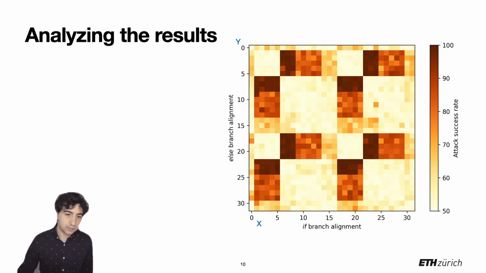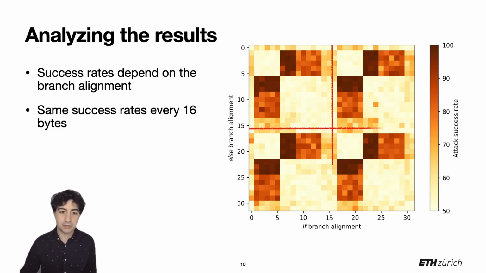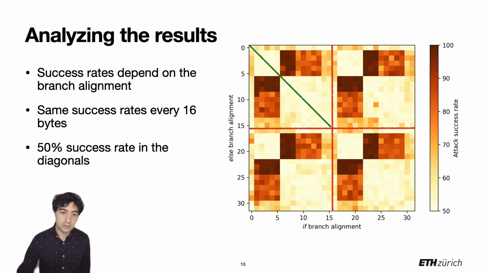So as can be seen, there are differences based on the alignment. So this is one of the determining factors on whether the attack will succeed or not. And perhaps more interestingly, the attack success rates repeat every 16 bytes. So we can essentially split this heat map into 4 quadrants of length 16. And the success rates inside these quadrants are essentially the same. Another thing to notice here is that along the diagonal, the success rate is 50%, meaning it's as good as a random guess, but not better.